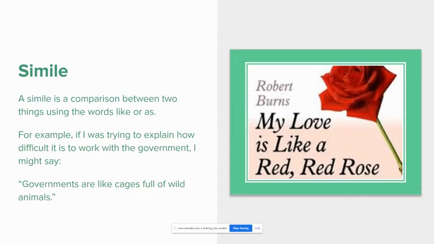If I'm trying to make a point that working with different branches of government, different government officials, is like trying to work with different wild animals at the zoo at the same time. Instead of going into a big long explanation, I might just say governments are like cages full of wild animals. So using that like or as to compare two things in a very direct statement, that is a simile.